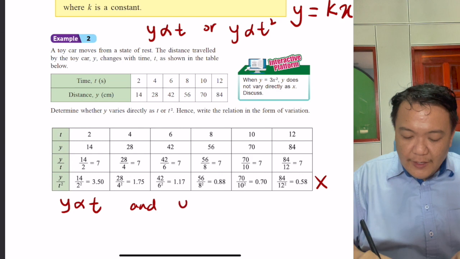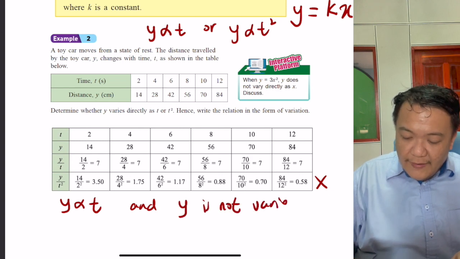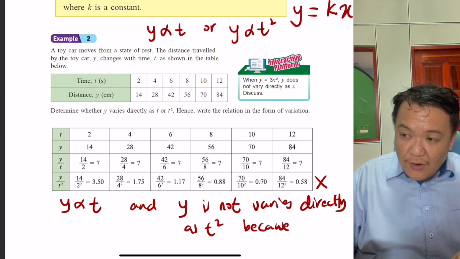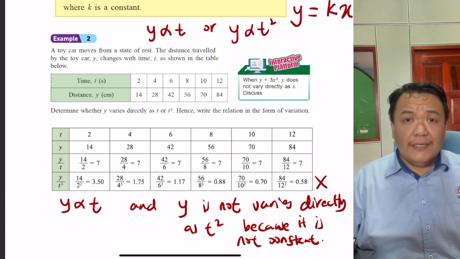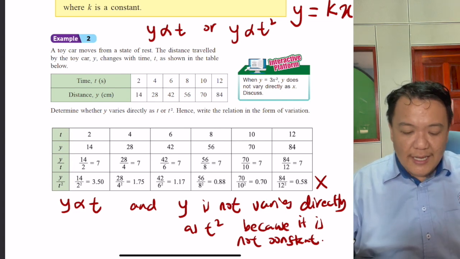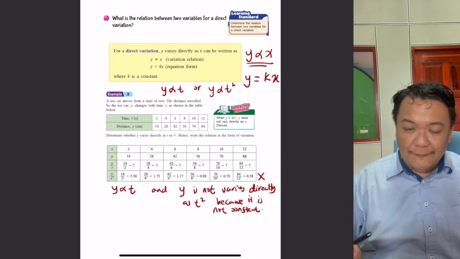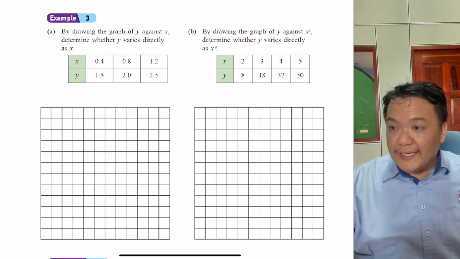Okay, and Y does not vary directly as T square because it is not constant. Okay, boleh? Kalau awak bahagi dapat constant, itu varies directly maksud dia. Kalau dapat tak constant, so it is not varies directly. Okay, boleh? Clear? Okay. Now let's look at example 3.